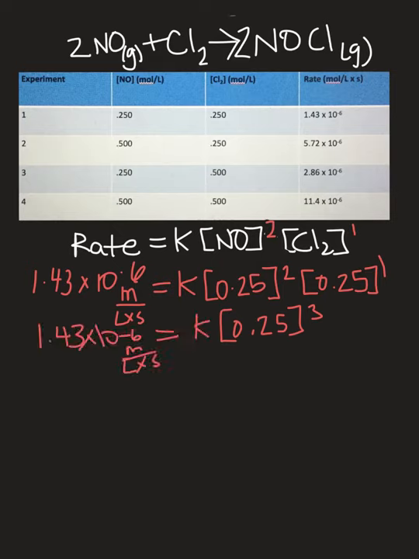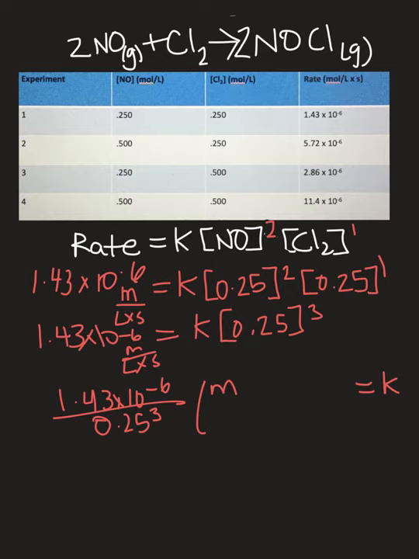So now we want to isolate our k value. To do this, we want to do the opposite of what operation is currently occurring to the k. We're multiplying by 0.25 raised to the third. So we want to do the opposite and divide by 0.25 raised to the third on both sides. So what I've done here is now I'm going to just pull out the units. So we have, for our k value, if you look at our data here, our unit for k is moles per liter per second. So I'm just going to write that down, moles per liter per second.